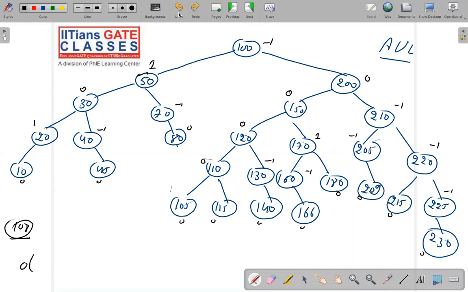Balanced means that on the left side and the right side, the height is almost the same. So if you want to insert 108, where can it be inserted? It can be inserted here.